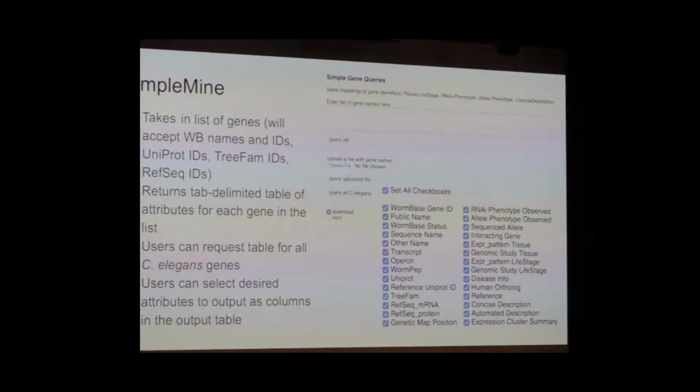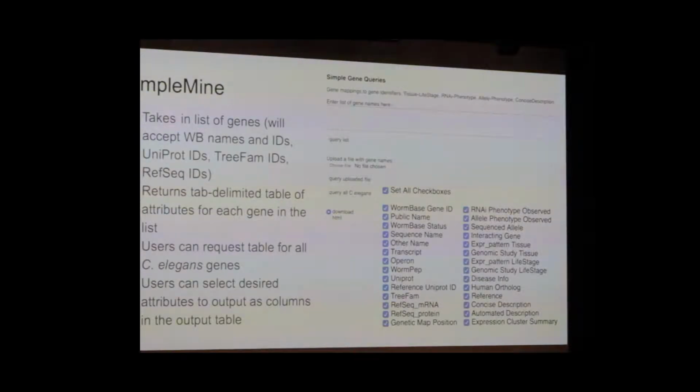Now, the only intention of SimpleMine is to be able to take in a list of genes using a variety of identifiers. Of course, we accept WormBase identifiers and gene names, but we will also accept UniProt IDs, TreeFam IDs, and RefSeq IDs. And basically what this does is when you tell it what attributes of each gene you want, it just gives you a table where each row represents one gene and every column is an attribute of the gene. So you can choose which attributes you want.